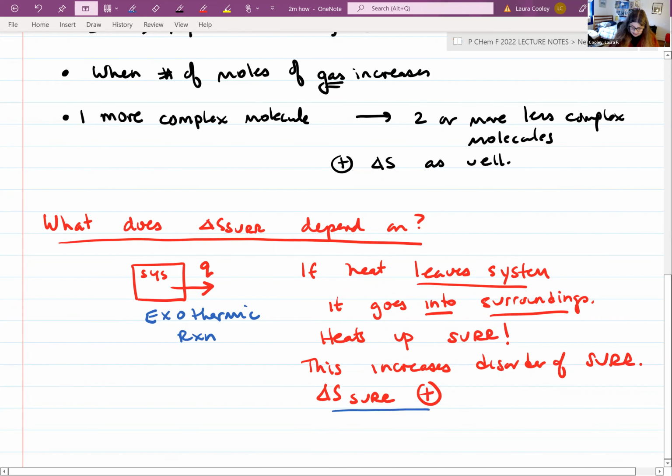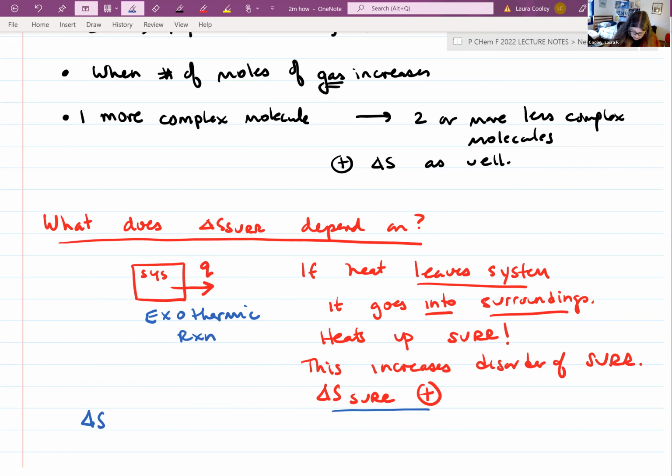So for exothermic reactions, delta S surroundings is positive. Not only that, but the delta S surroundings in general, we will learn about this in class, is actually the negative of the delta H divided by the temperature. So you can see that if delta H is negative, which is the example I'm giving you here, then delta S surroundings will be positive.